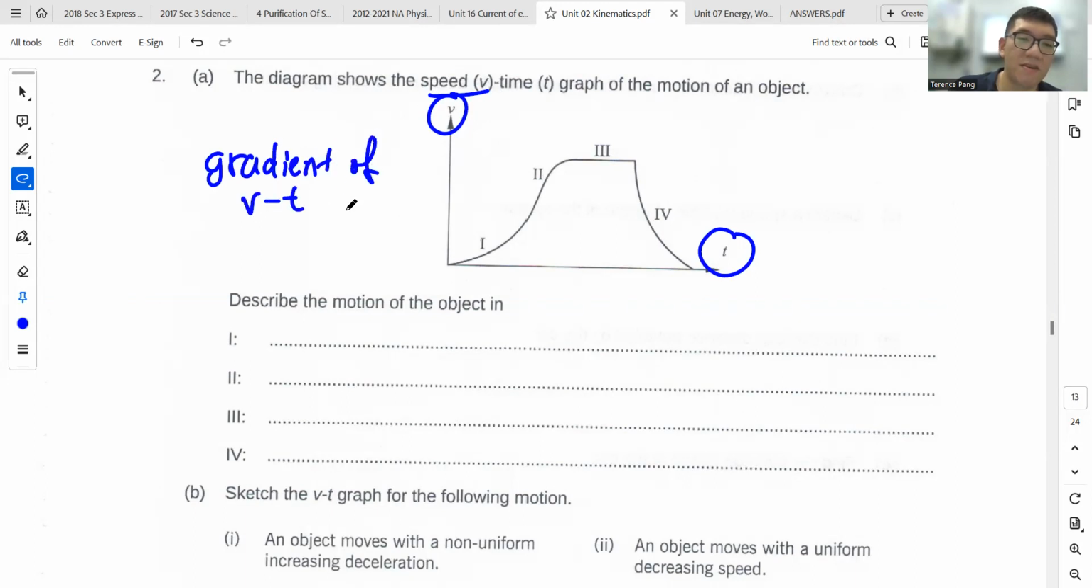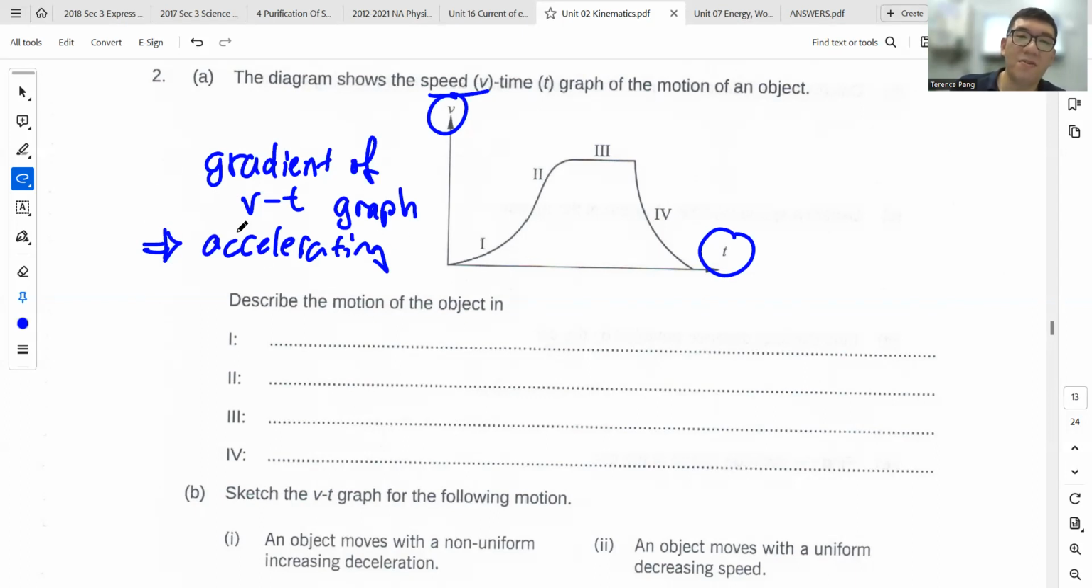What does that represent? Whether something is accelerating or decelerating in a uniform fashion. The gradient represents acceleration, whether it's accelerating or decelerating, or whether there's any acceleration at all to begin with. Okay, so we need to use this concept.